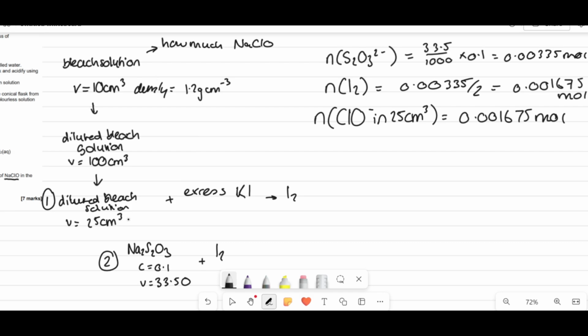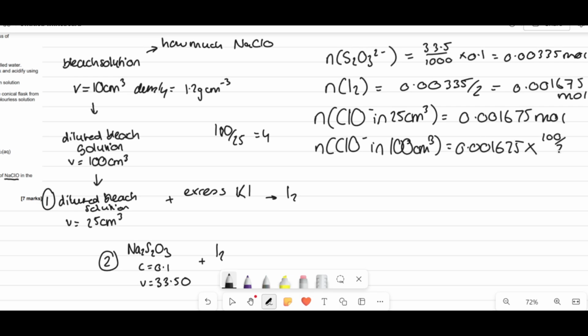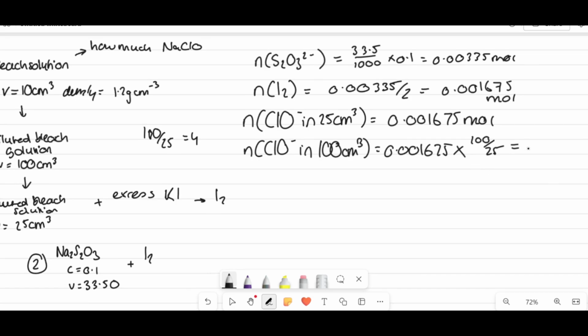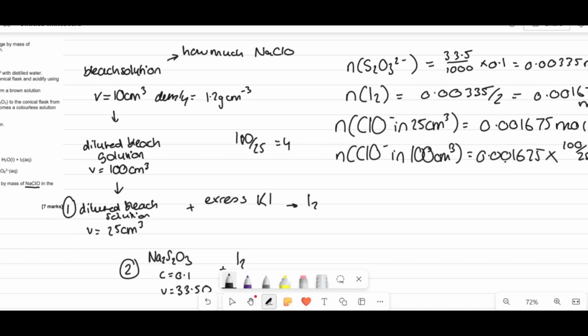So if we want to work out how much there was in this 100 centimeters cubed, well, if you think about it, we've gone from 100 to 25. It's 4 times less, as in 100 over 25 is 4, right? So that's how many times less it is this way. So to go back up, you would just times it by this. So the moles of the ClO minus in 100 centimeters cubed is going to equal 0.001675 times 100 over 25. If you do that, you get 0.00670 moles.